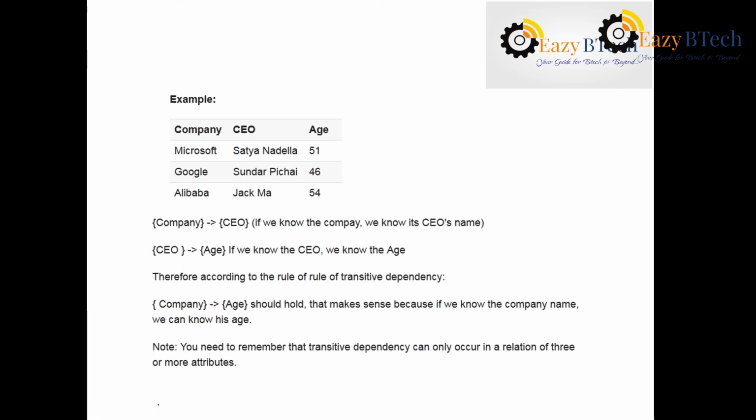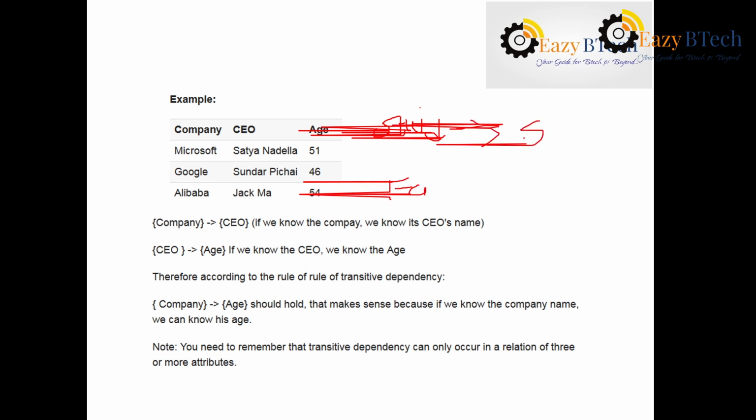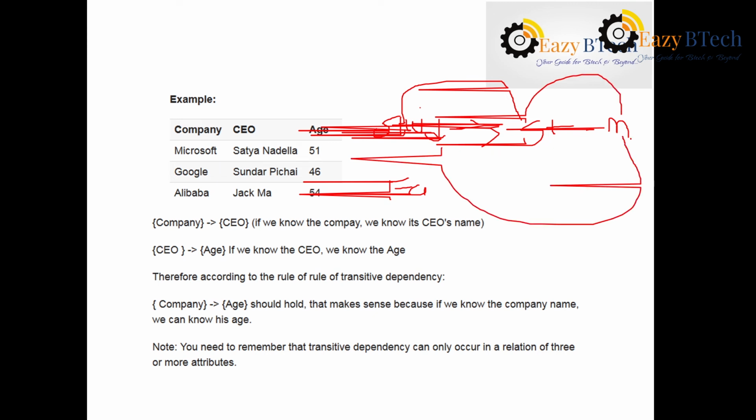What is a transitive dependency? For example, suppose student ID, student name and marks. Student ID determines student name, and student name determines marks. If by using the student ID we can recognize the marks, then that is called a transitive dependency.